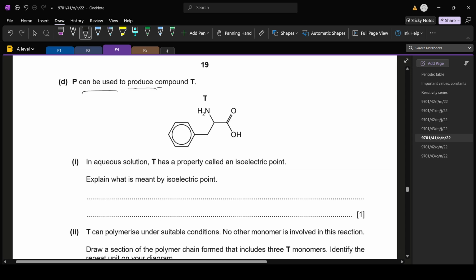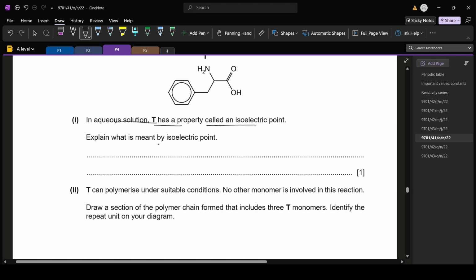P can be used to produce T. In an aqueous solution, T has a property called isoelectric point. Explain what is meant by isoelectric point. So it is a pH where the species is a zwitterion.